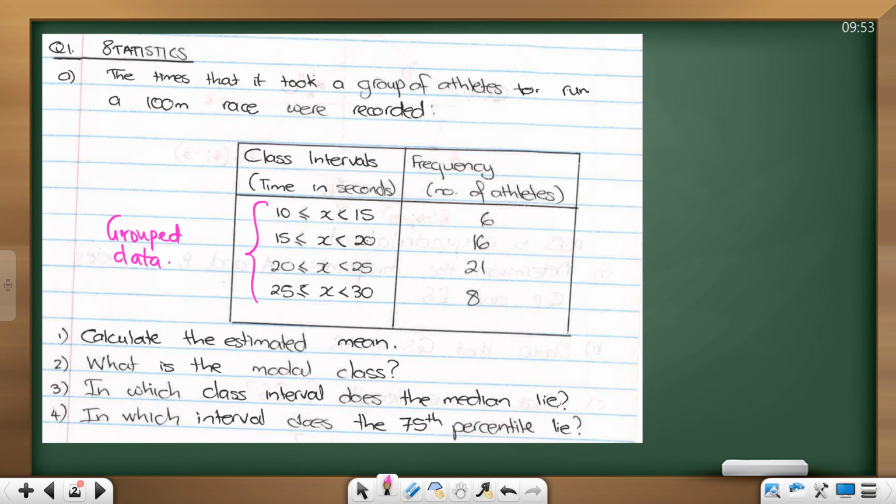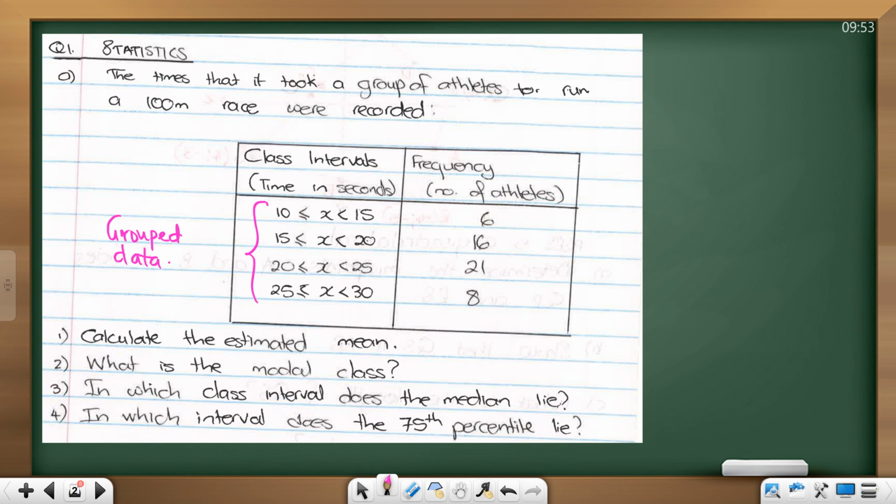All right. The times that it took a group of athletes to run a 100-meter race were recorded. The class interval, which is time in seconds, and we have the frequency. Frequency tells about the number of what? Athletes. Okay. Now, one of the things I quickly need to teach you is to sum up your frequencies. Add all your frequencies together.